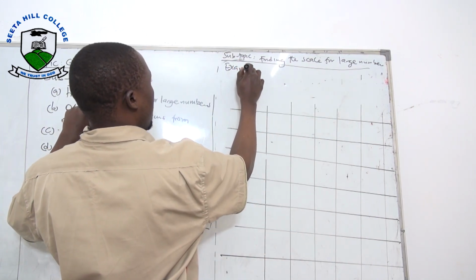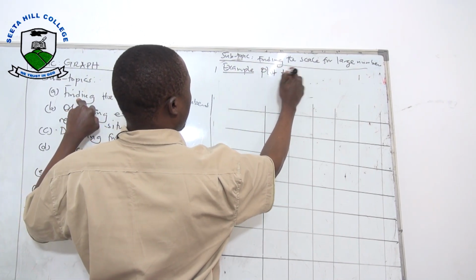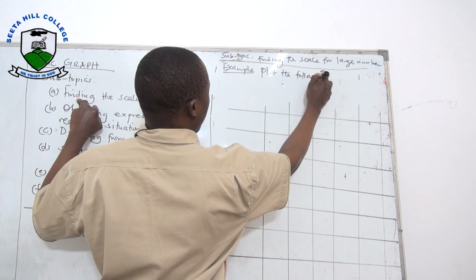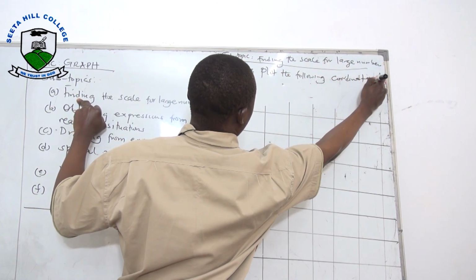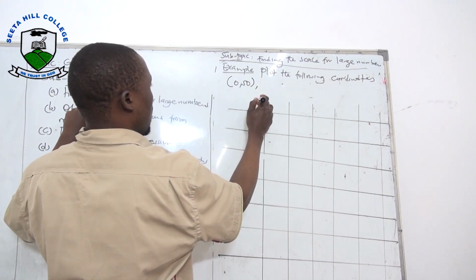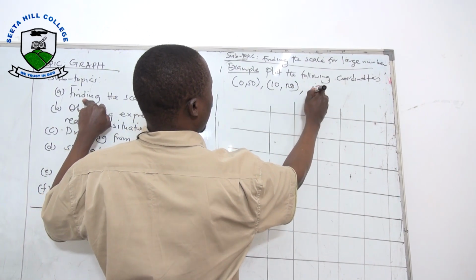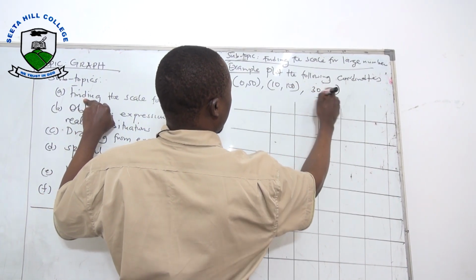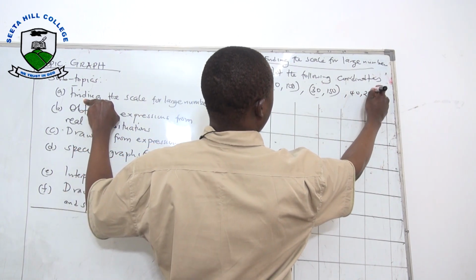Then the example right away is: plot the following coordinates: 0, 50; 10, 100; 30, 150; then that's 40, 200.